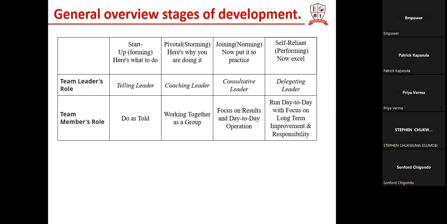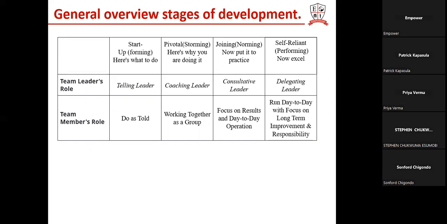The second stage is pivotal, which can be described as storming. And the team leader's role is like coaching. The leader tells the team members, here's why you are doing it. And the team members work together as a group. The third stage is whereby now you put it into practice. It can be described as joining or norming stage.